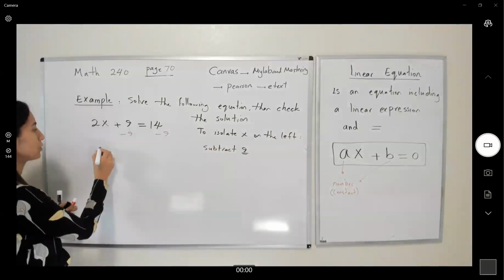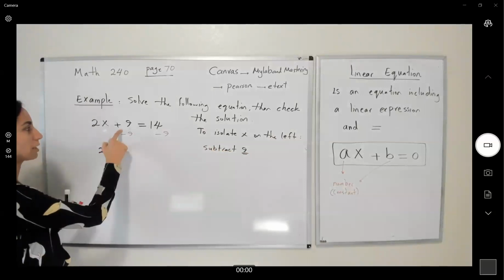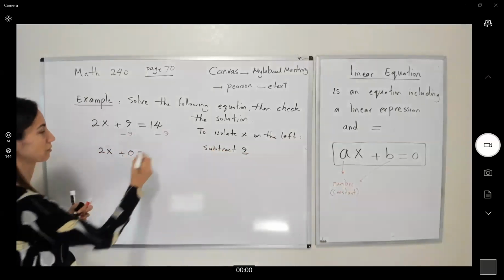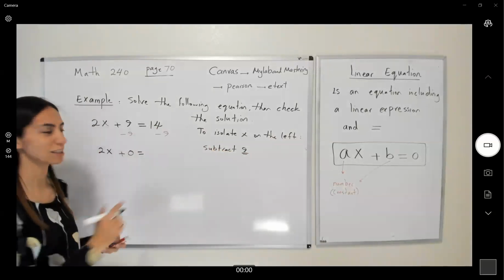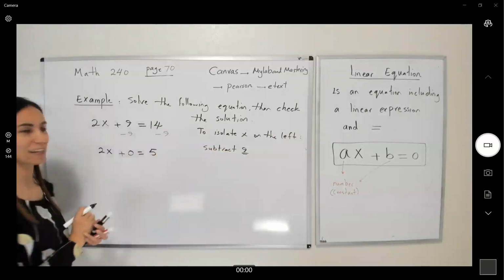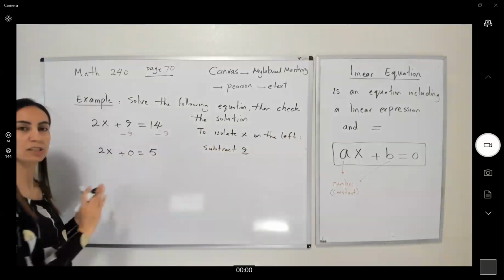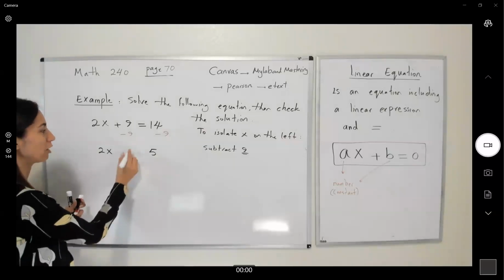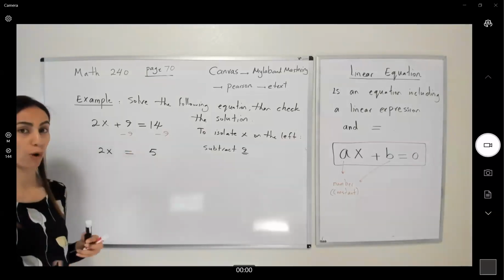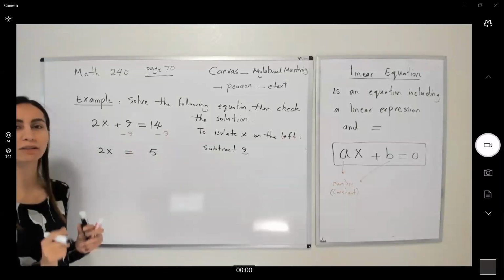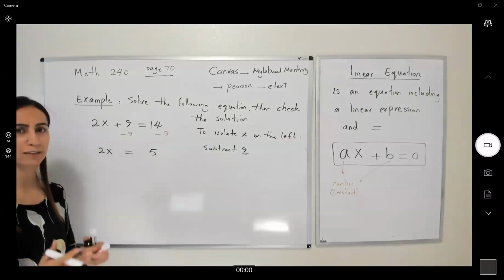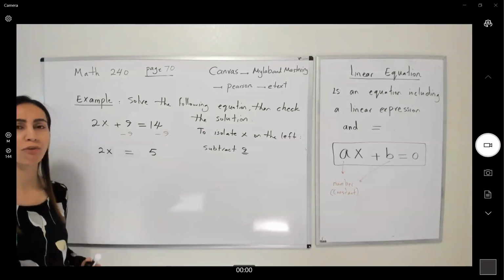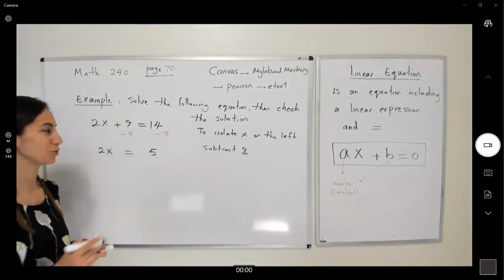So you have 2x plus 9 minus 9, 0, equals 14 minus 9, which is equal to 5. Again, since you have 0, you can just ignore 0 here. You get 2x equals 5. Well, 2 is multiplied by x. To get rid of 2, to eliminate 2, you have to divide both sides by 2.